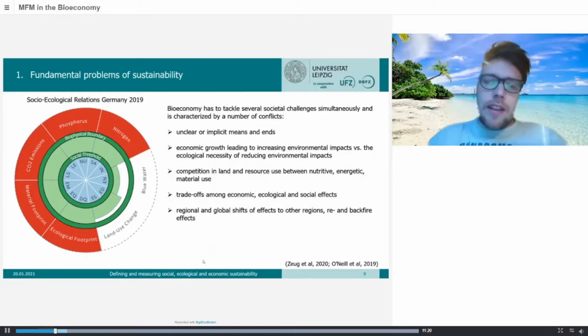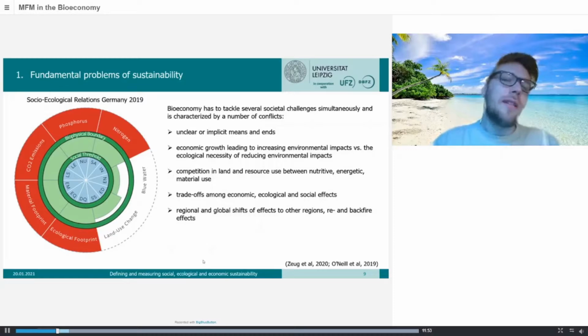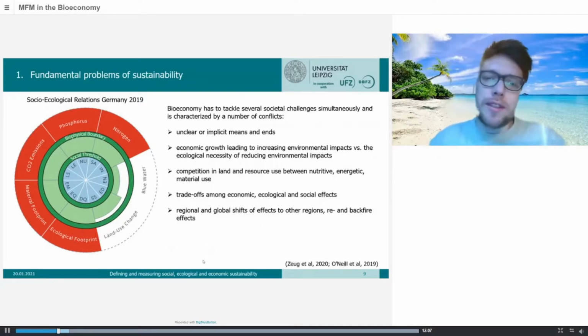The one thing is we have to reconsider the means and ends of our economy, because also in a bioeconomy, means and ends are quite unclear. In a minute, we will discuss it a little bit more in detail. The other thing is that economic growth is leading to increasing environmental impacts. And you have just seen that we have the ecological necessity of reducing environmental impacts. So also economic growth in a bioeconomy additional to a fossil economy. So not substituting our economy by bioeconomy, but making our economy as we have it today, plus additionally bioeconomy. This would, of course, increase environmental impacts, but we have to decrease them.